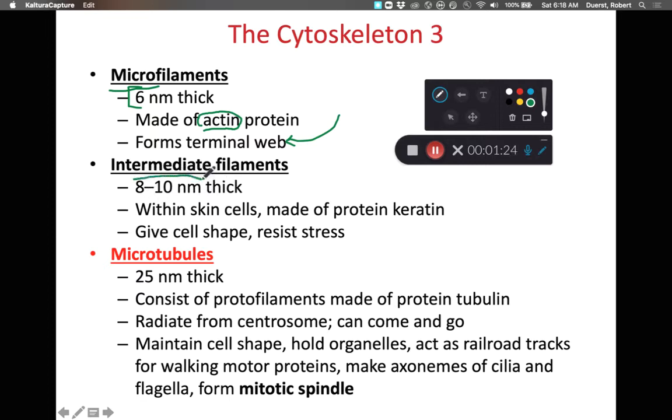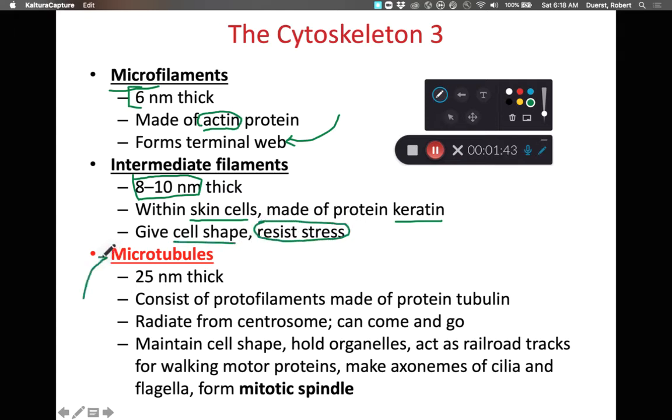We also have intermediate filaments. Intermediate filaments are just a little bit thicker than the microfilaments, and they're made up of keratin. And we have quite a bit of intermediate filaments within the keratinocytes, or the skin cells of our bodies. And they give the cells shape and help our cells to resist physical stress.